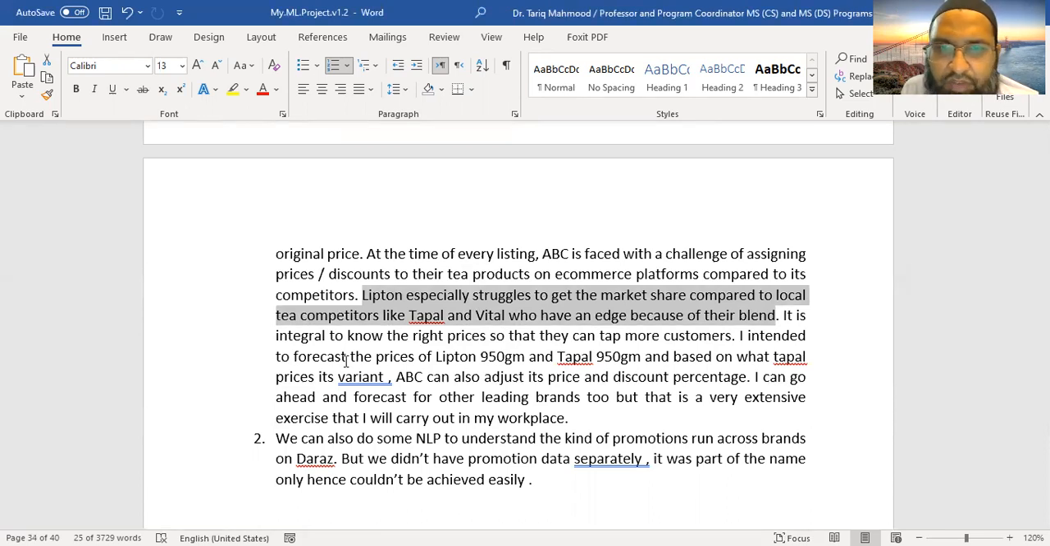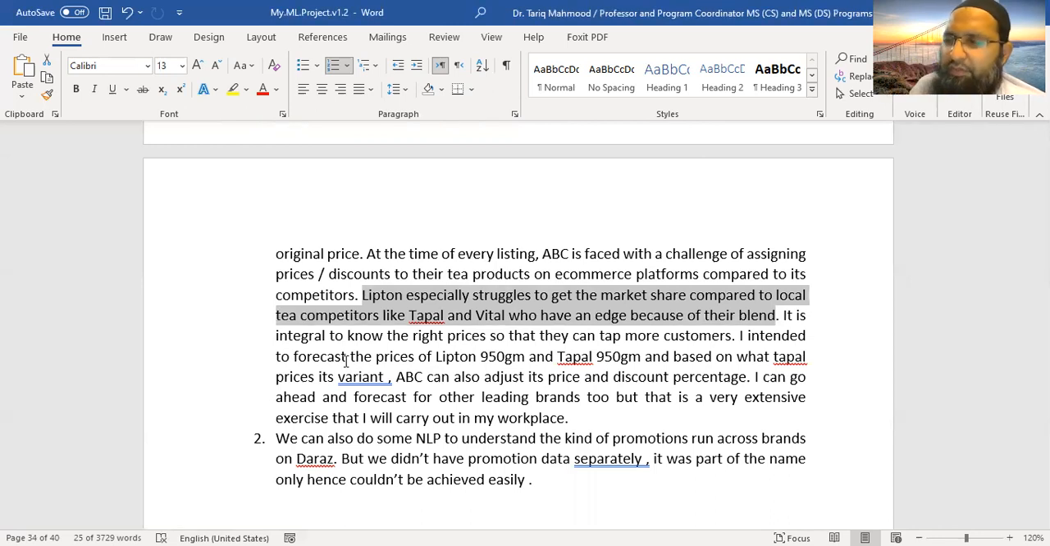Although their histograms are pretty skewed, they're able to capture the market, which is what I was telling you when we were analyzing the box plots for the 950 gram variants of the four companies. Lipton is a bit more expensive than all the other brands. Sorry, barring Kohinoor, it's more expensive than Tapal and Vital, and that is what is written here. That's because it's taking an edge.